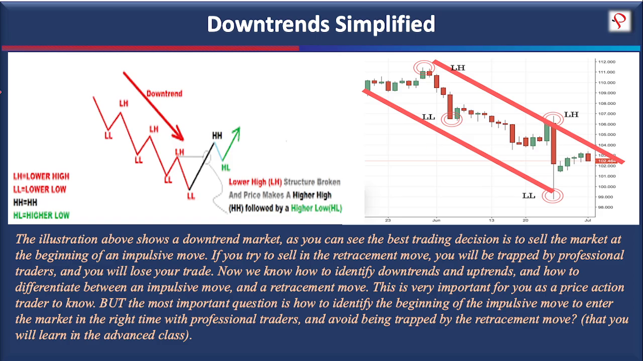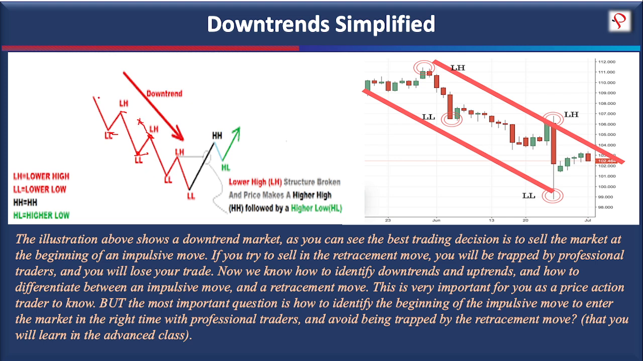Now let's talk about the downtrending market. The downtrend is just the opposite of the uptrend, where price is creating a lower high, and a lower low. This is also a lower low, because this low here is lower than the previous low. This is a lower high, because this high is lower than the previous high.